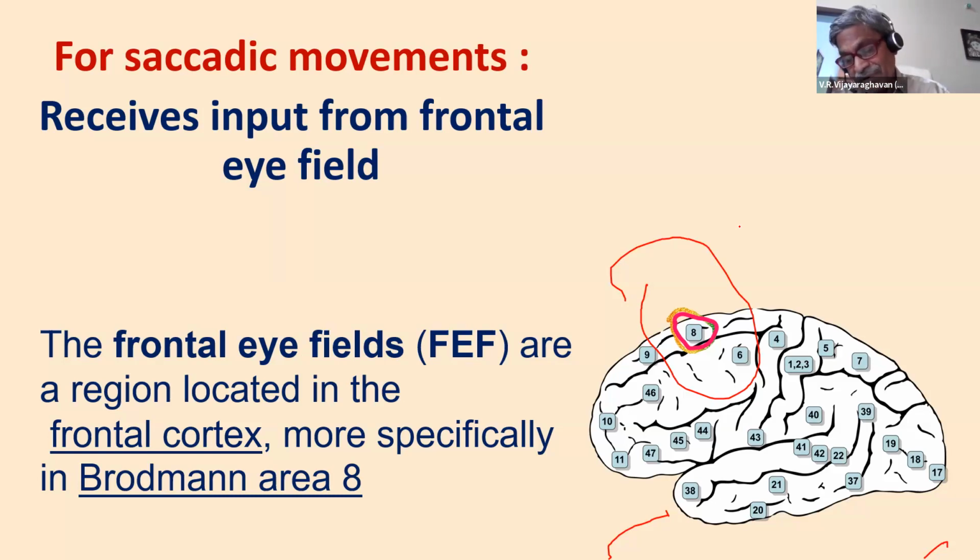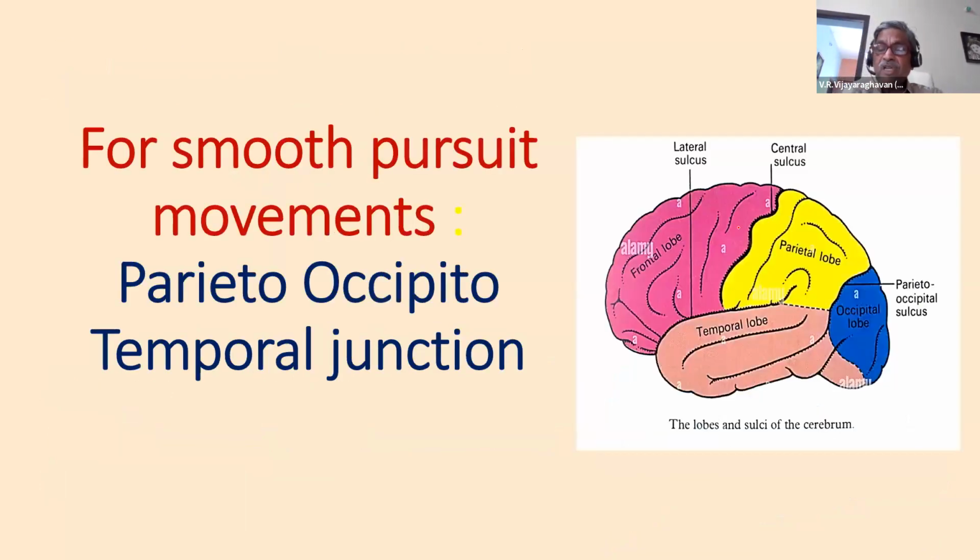Again, I'll tell you so you can understand. For smooth movement, I want to pursue you. I want to go slow. I want to move my eyes very slowly. That is controlled by your parieto-occipital-temporal area, the backside here. The parietal, all these areas. Actually, parieto-occipital is enough if you know this. The pursuit movement pathway comes mainly from the occipital lobe, and it has to pass via the parietal lobe.